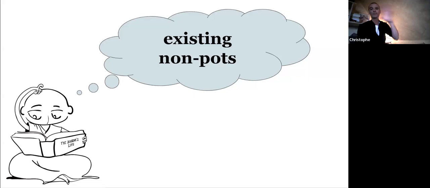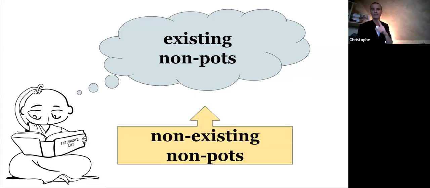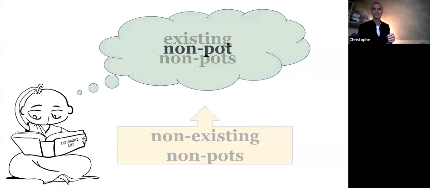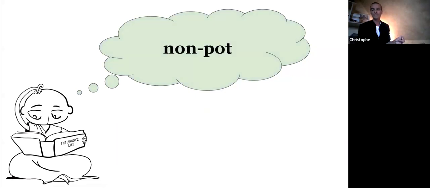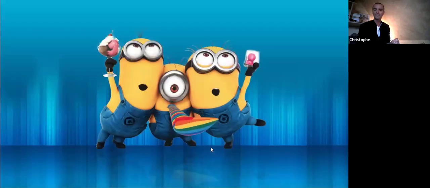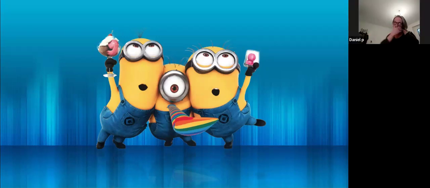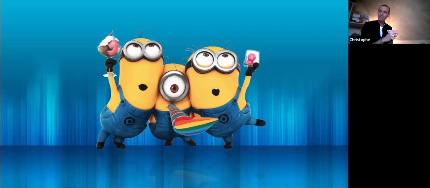So here you have all the existing non-pots: table, person, time, and so on. And the non-existing non-pots. You add them all together, then the subject non-pot has to exist. But it's not because non-pot exists that if it is a non-pot, it has to exist. A unicorn is a non-pot, but it's not existing. Do you agree? So it gives some clarification.